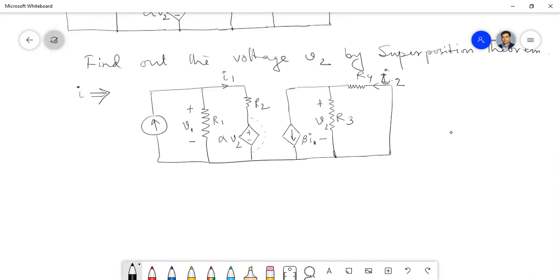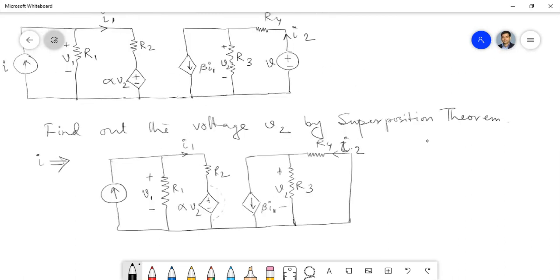Am I right? Have you understood how I am drawing this from the previous circuit, keeping the independent voltage source off? তোমরা বুঝতে পেরেছো এটা কি করে হলো?